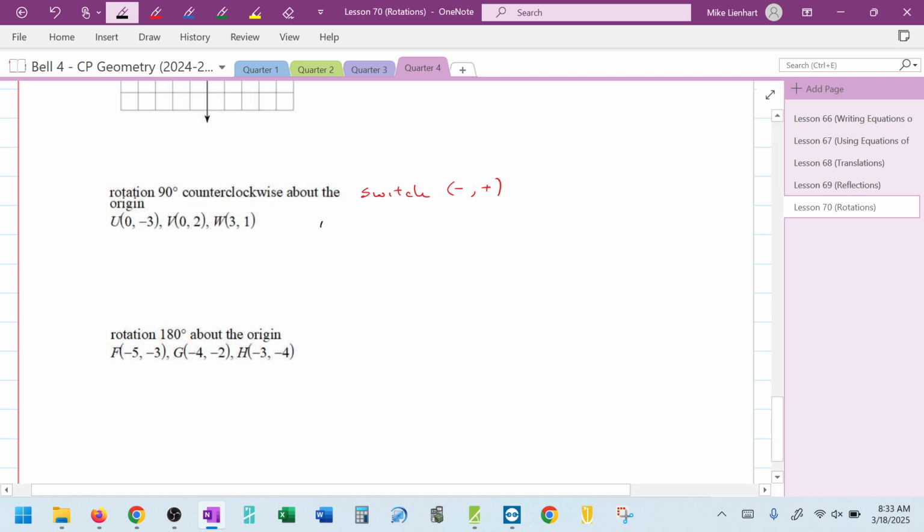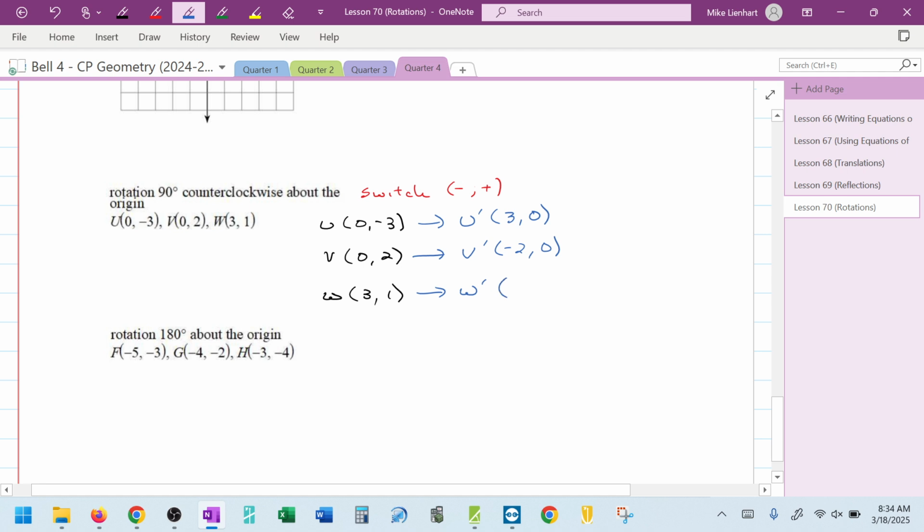All right, let's write these out. You've got U at 0, -3. V is at 0, 2. W is at 3, 1. I know switch, so U prime becomes -3, 0, but then I have to take the opposite of -3. So it'd be 3, 0. All right, V prime. Switch, 2, 0, but I need to write it as opposite of 2, 0. W prime. Switch, 1, 3, opposite of 1, keep the 3.